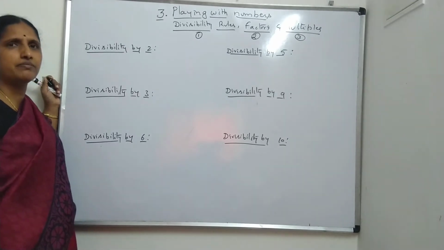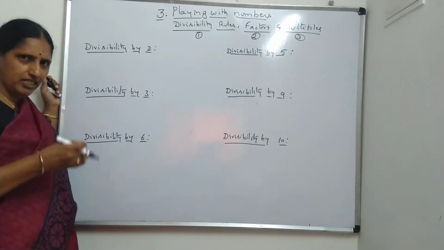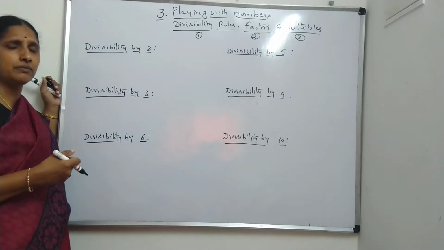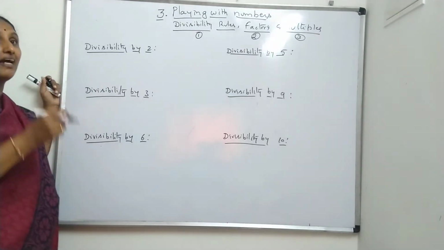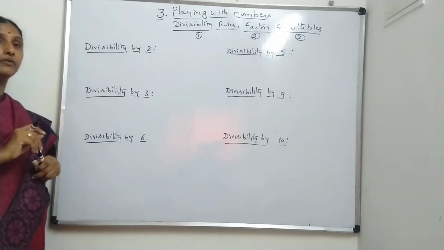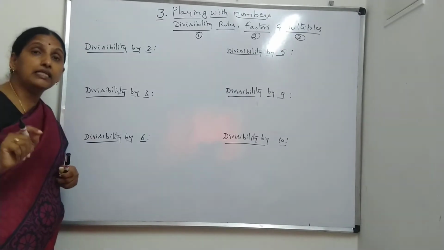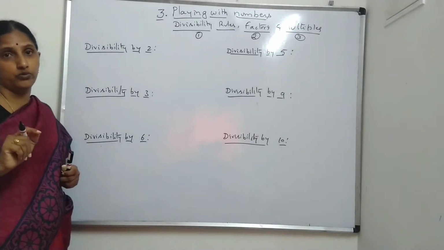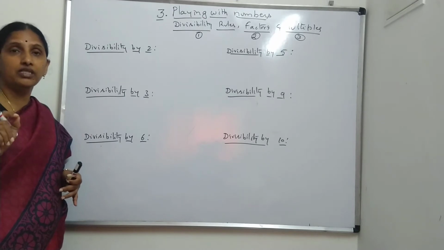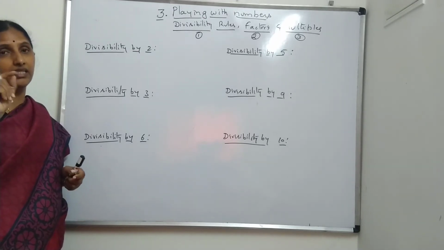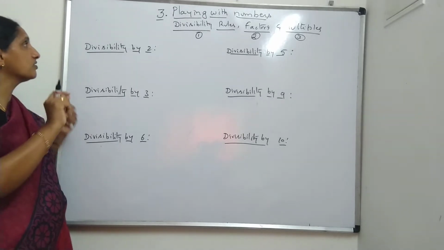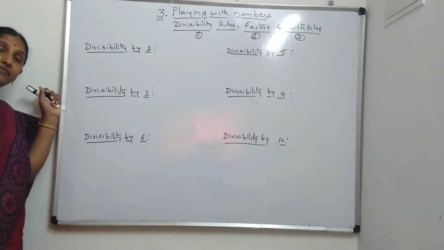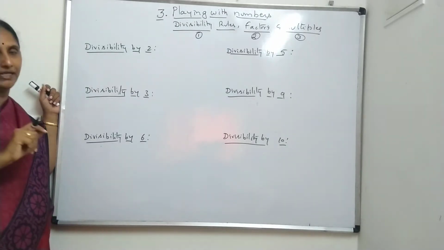What do you mean by divisibility? When do you say that a number is divisible by another number? Yeah, if you divide a number by another number and the remainder is 0. Whatever remains, it is 0. Remainder is 0. Then we say that number is divisible by the other number.